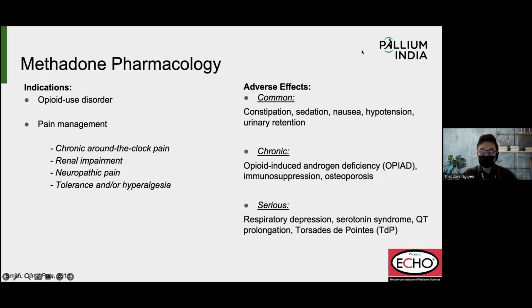Some of the common side effects with methadone include constipation, sedation, hypotension, and urinary retention. With long-term use of opioids in general, but specifically with methadone, there is also a risk of opioid-induced androgen deficiency, immunosuppression, and osteoporosis. And some of the more serious side effects that we always want to be cautious of and monitor for are respiratory depression, serotonin syndrome, and QT prolongation, which could then lead to torsades.